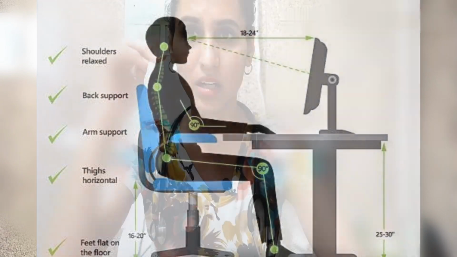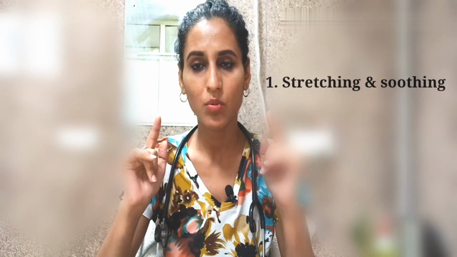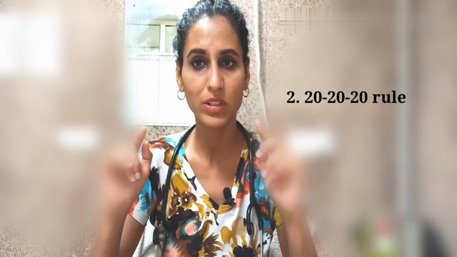I'll also tell you that there must be no sandwiching of your phone between your ear and neck. What you do is use your phone like this and keep on walking and working like this. This should be avoided, as it leads to neck pain. So I have told you around 6 methods. Number 1 is stretching and relaxing your body. Number 2 is the 20-20-20 rule.